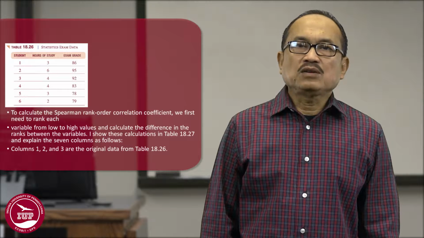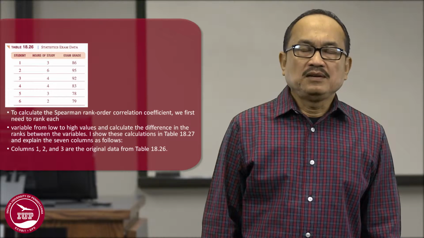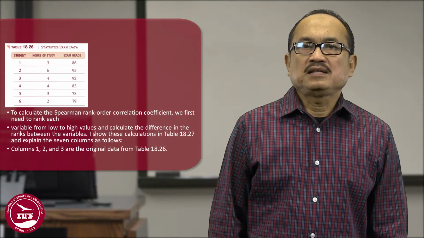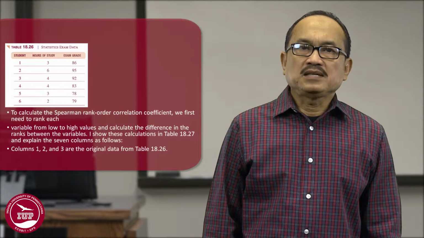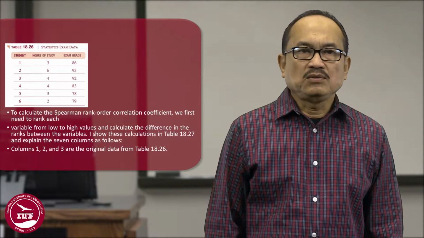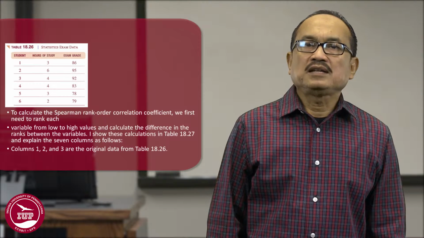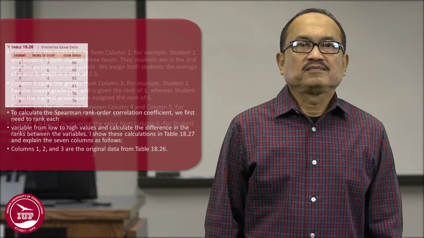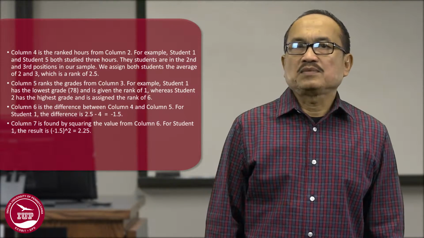To calculate the Spearman rank order correlation coefficient, we first need to rank each variable from low to high values and calculate the difference in the ranks between the variables. We will show this calculation in table 18.27 and explain the 7 columns as follows. Columns 1, 2, and 3 are the original data from table 18.26.